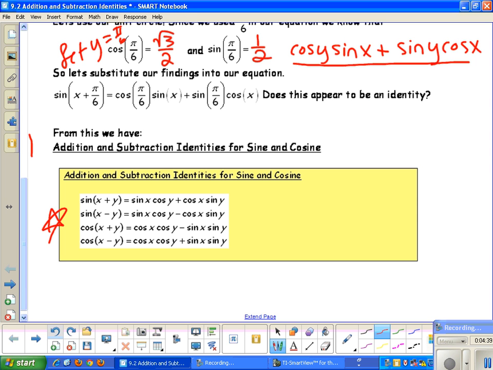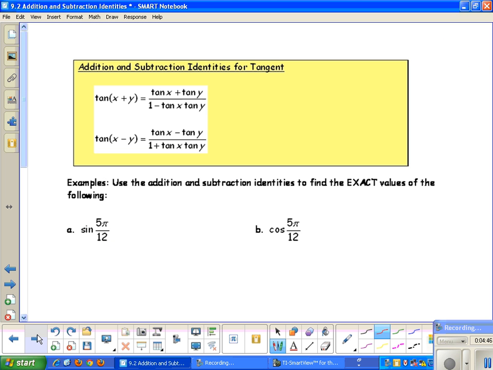So you need to have these memorized because we're going to be using these pretty often. We also have the addition and subtraction identities for tangent. For tangent, notice that it's tangent of x plus y here, then this is plus, and this is minus, so tangent x plus tangent y over 1 minus tangent x times tangent y. And if this is a minus here, then notice that this is a minus and this one switches to a plus. So tan x minus tan y over 1 plus tan x times tan y. Again, these are also identities that you need to have memorized.